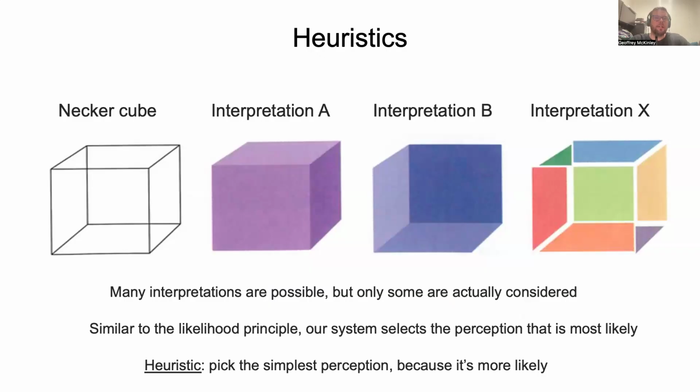So similar to the likelihood principle, which we didn't talk about, but which just means that you pick the thing that's most likely. Well, our system picks the simplest perception because it's more likely.